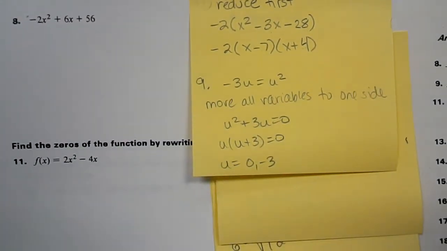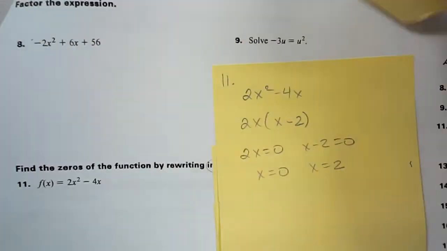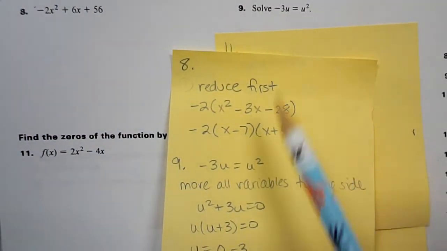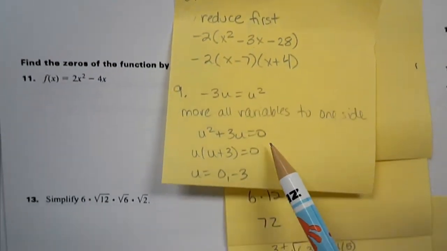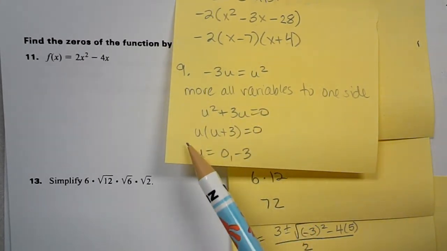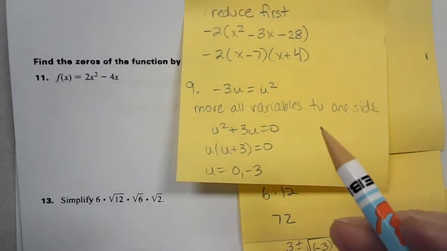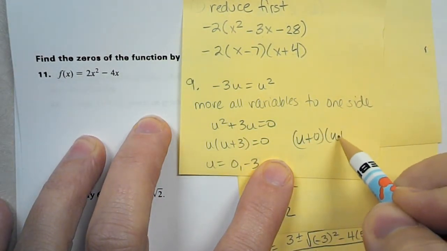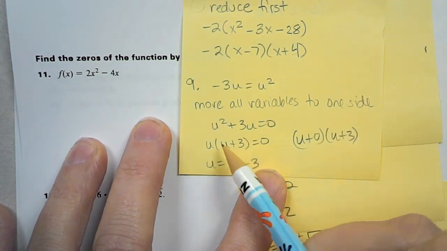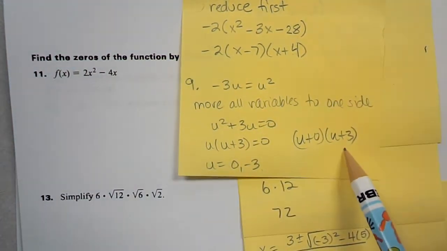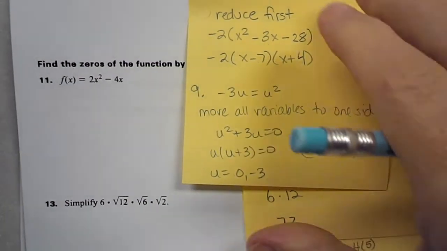That's the answer. If you look at number 9 beside it, it asks you to solve for this. You always want to put all your variables on one side of the equation. So I moved everything over to one side, and then I can factor out my u and u plus 3. This would be the same as saying u plus 0 times u plus 3, because the u can factor out of both. So u is equal to 0 and negative 3, because you set them equal to 0.